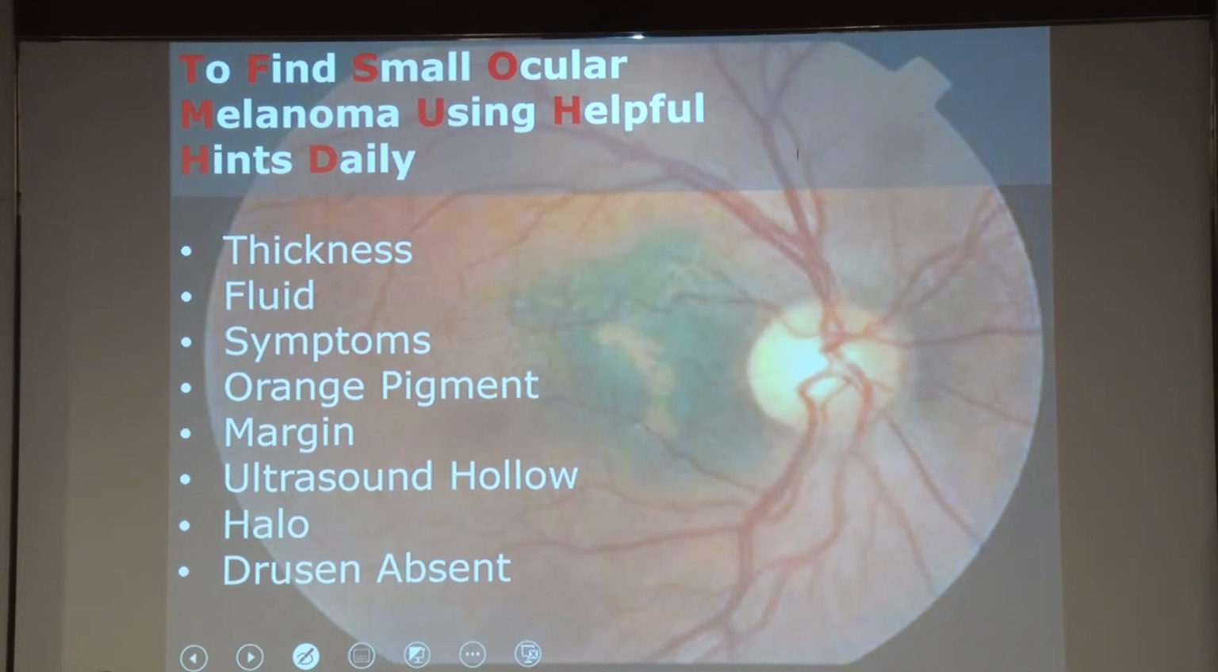This is a mnemonic. Thickness more than 2 millimeters, fluid meaning subretinal fluid, symptoms of loss of vision or metamorphopsia, orange pigment, which is lipofuscin, margin close to the optic nerve and fovea, ultrasound hollowness on ultrasound, halo, and absence of drusen. These are the signs which favor the presence of a melanoma.